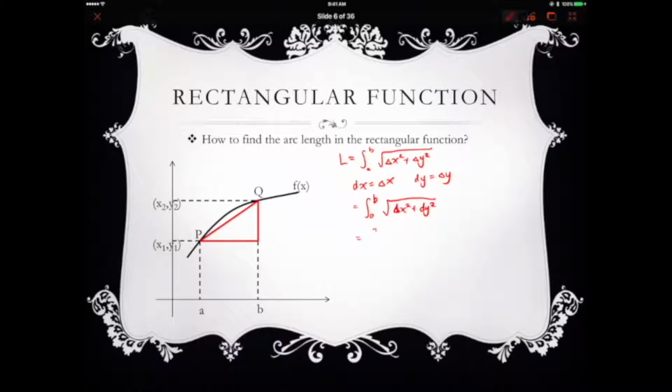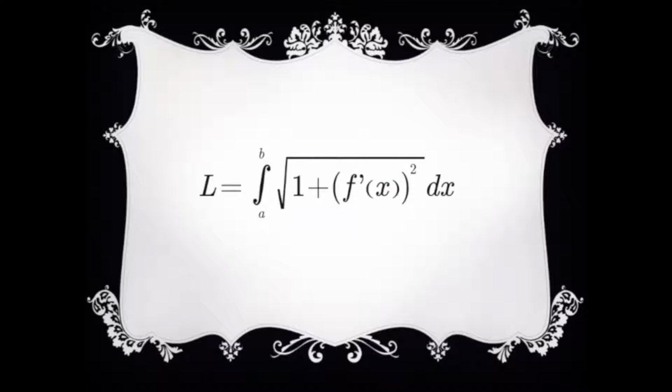Then we simply pull out dx squared from the square root and get that L equals the integral from a to b of the square root of 1 plus dy over dx squared dx. dy over dx is the same as the derivative of the function, or f prime of x. This means that the arc length is then equal to the integral from a to b of the square root of 1 plus f prime of x squared dx.